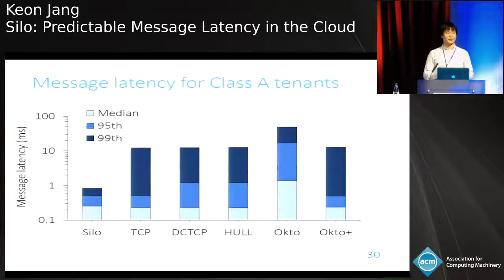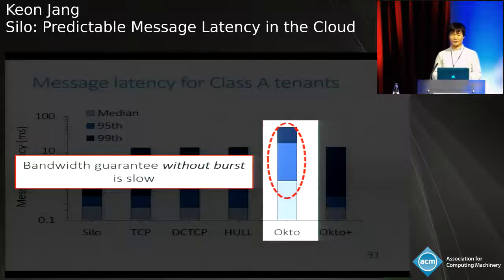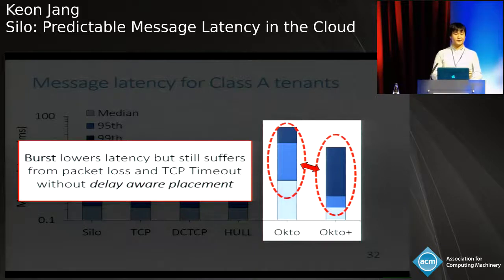First, we look at the message latency for class A tenants, which are latency sensitive. The x-axis here is message latency in log scale, and each bar represents a different scheme. In each bar, we show the median, 95th, and 99th percentile. Silo has much lower latency than all other schemes even at the high tail, and we also confirm that it meets its predicted message latency guarantee even in the worst case. Octopus is much slower because without the burst allowance, it needs to spread out the packets of one message over a long period of time if the bandwidth is low. Octopus Plus improves the delay over Octopus by allowing bursts. However, it still suffers from TCP timeouts because there's no delay guarantee at the placement.